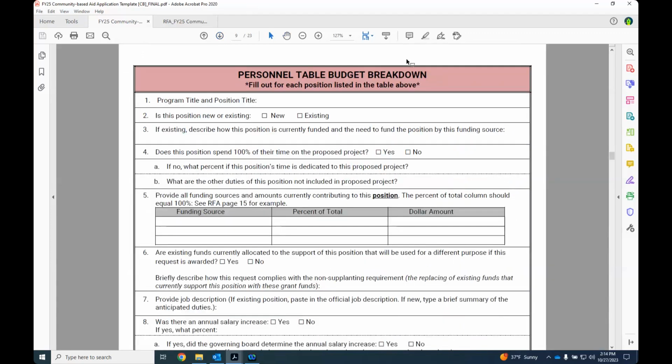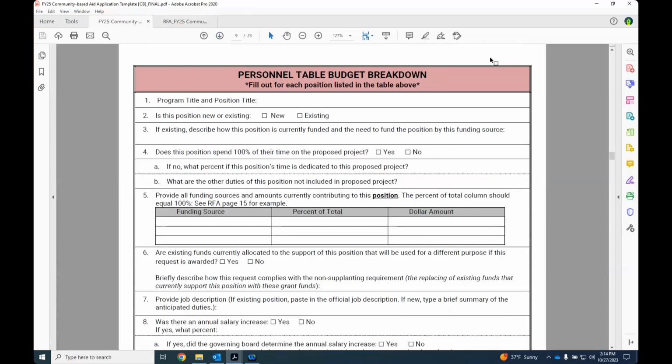The next part of that is the personnel table breakdown. You need to fill this out for each position listed on the table above. I don't think we changed anything this year. I think that for question number 5, we were a little more specific. What we're trying to put together is a whole picture.